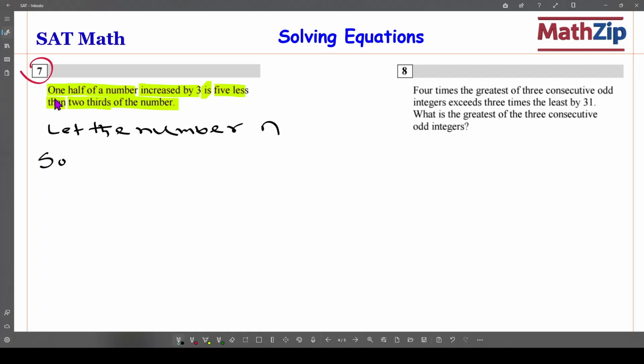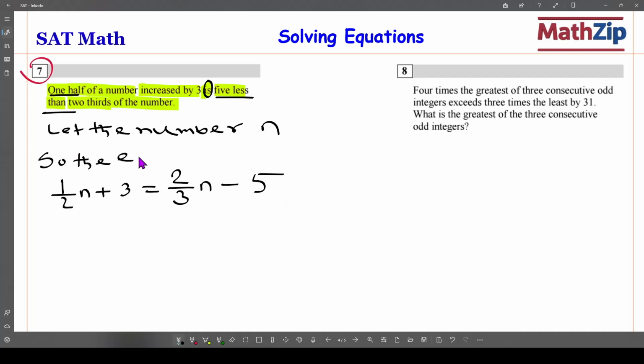So 1/2 of a number means 1/2 n, increased by 3. Increased means plus 3, is means equals, 5 less than 2/3 of the number. 2/3 means 2 by 3 of the number, which is n, and less 5. And this is our equation.